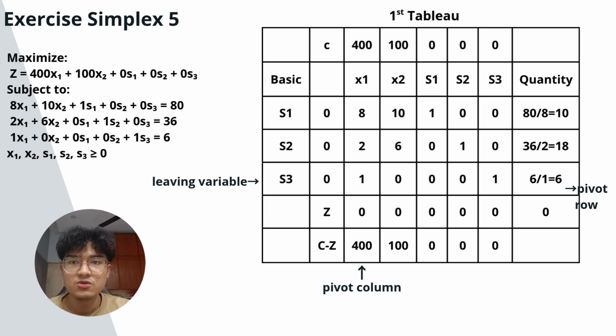Now, let's move on to exercise simplex 5. The objective is to maximize Z equals 400x1 plus 100x2, along with our three slack variables, which are S1, S2 and S3. In the first tableau, we identify x1 as the pivot column due to the high C minus Z value of 400. So our leaving variable is S1, which gives us the lowest ratio of 10.